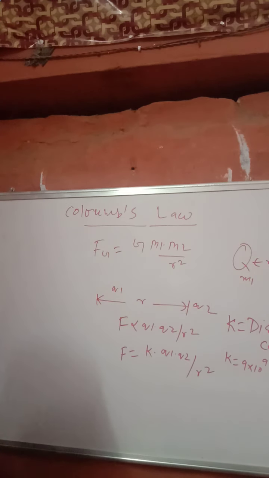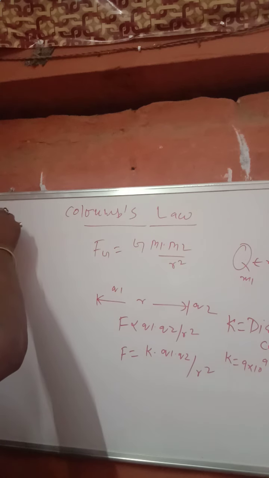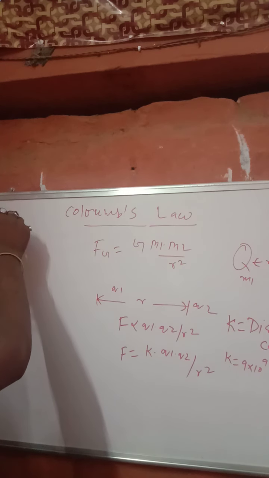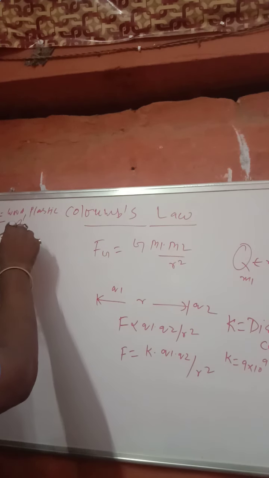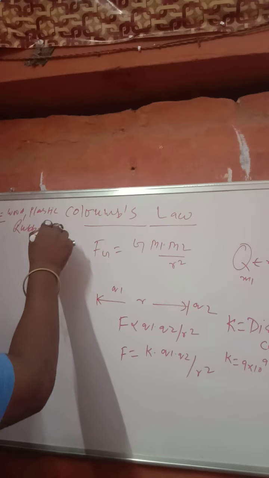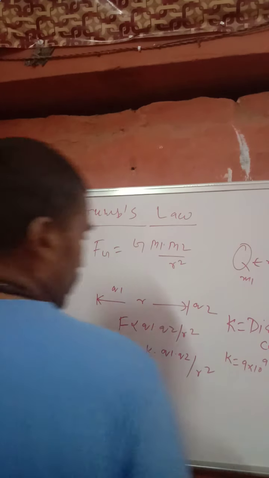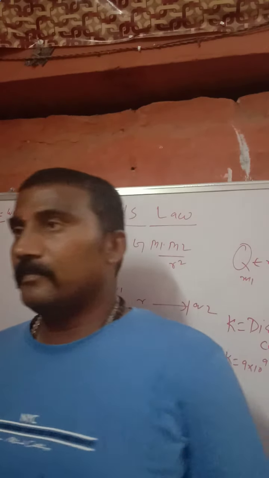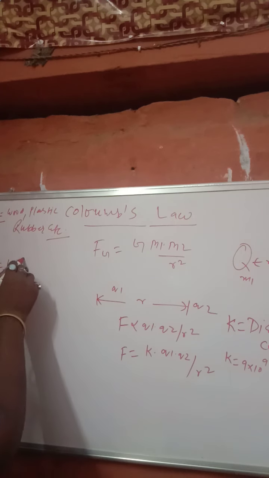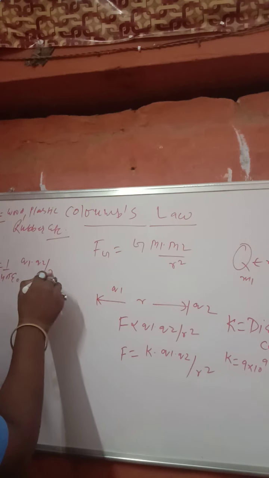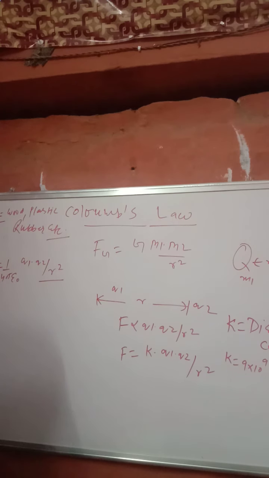The dielectric constant K is always for insulating substances like wood, plastic, rubber, etc. Now Coulomb's law can be written in another form: F is equal to 1 upon 4 pi epsilon naught Q1 Q2 by R square.